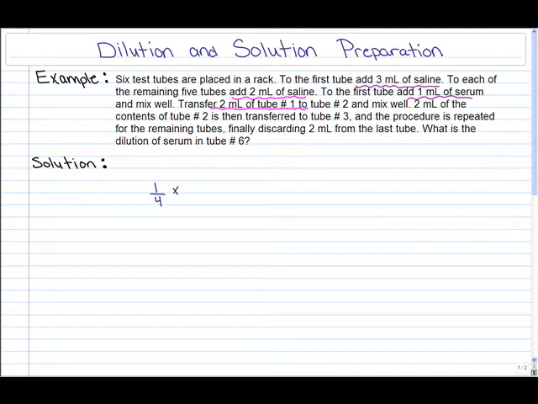You are to transfer 2 milliliters of tube 1 to tube number 2 and mix well. Well, if you're putting 2 milliliters of tube 1 into tube 2 and tube 2 already had 2 milliliters in it to begin with, then what you result with is 2 out of 4 milliliters total. Then 2 milliliters of the contents of tube 2 is then transferred to tube 3. So you're going to repeat this process. So for tube 3, you're going to again have 2/4, and you're repeating this. So for tube 4, you're going to have 2/4, and tube 5 is 2/4, and finally tube 6 is also 2/4. Now this reduces to 1/128, which is the dilution of the serum in tube number 6.